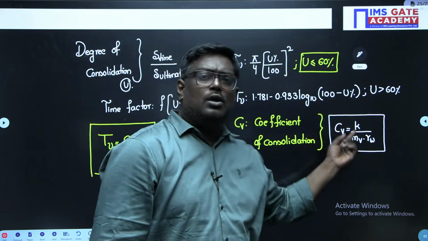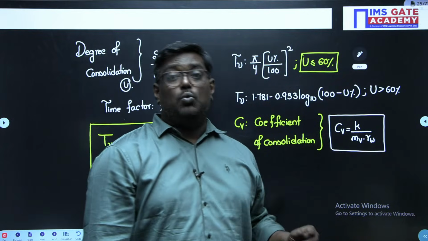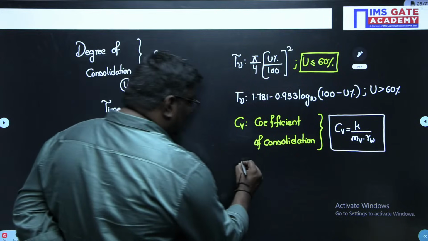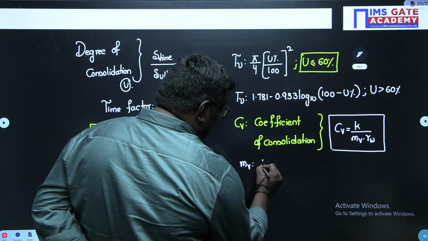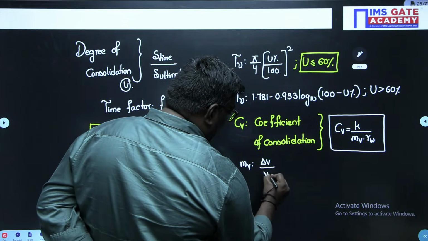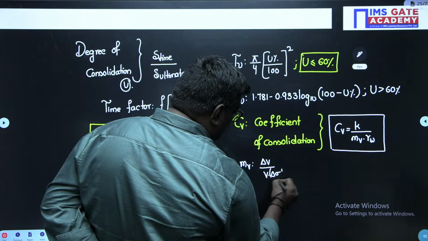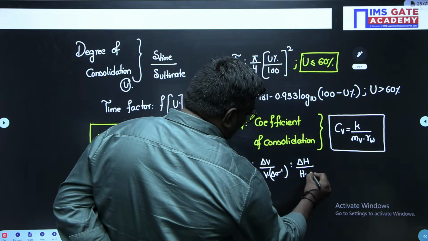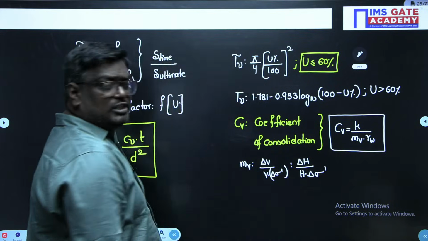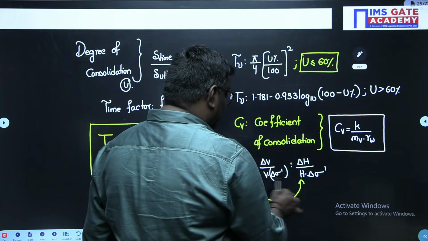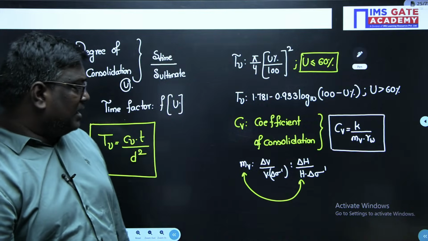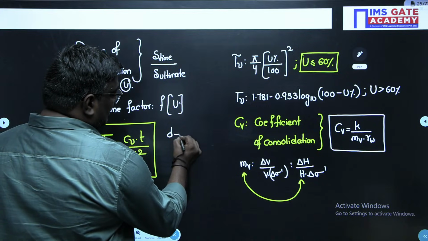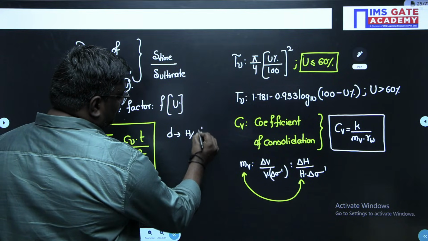What is K here? Coefficient of permeability. What is MV? Volume compressibility. What is gamma W? Unit weight of water. So if I talk about MV, volume compressibility, it is given as delta V upon V into delta sigma dash. Or there can be another formula as delta H by H into delta sigma dash, where using this formula you can find the settlement. Okay. Now, my dear students, if they give you D in double drainage, it will be taken as H by 2.